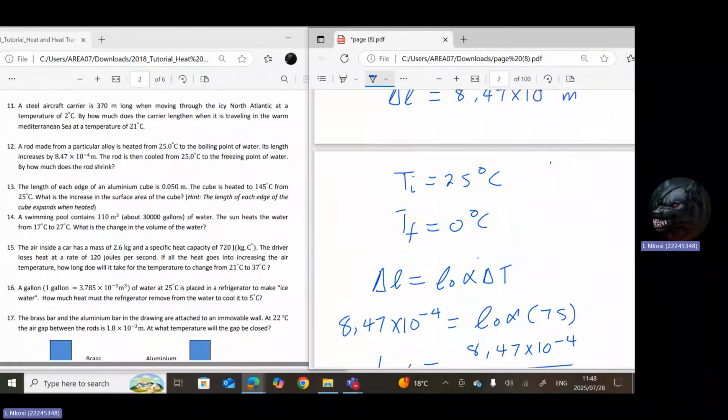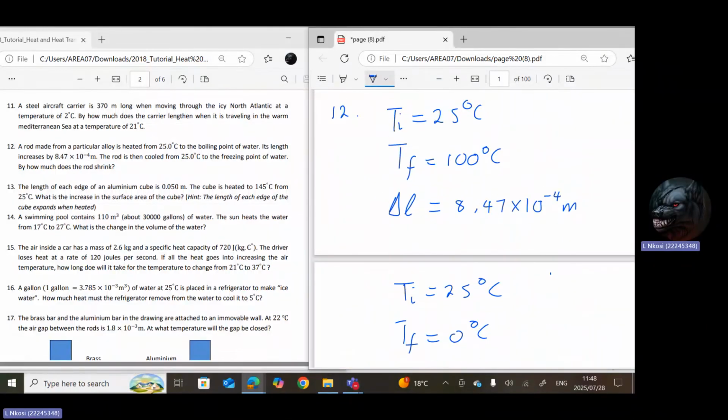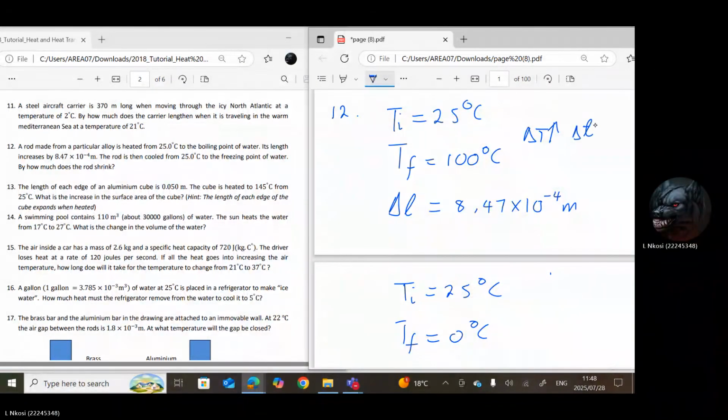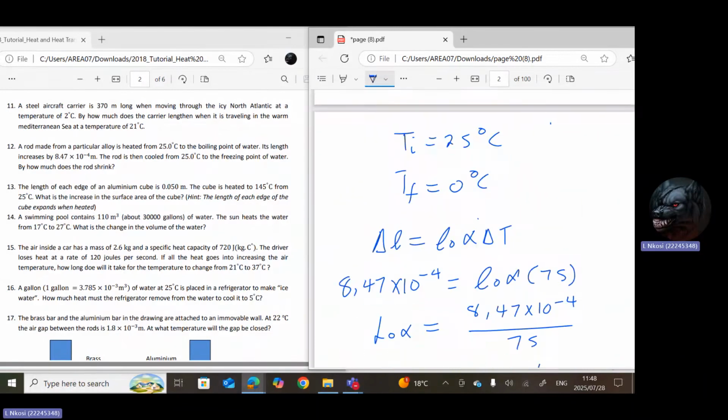Change in length is positive when it expanded, because temperature increased. Temperature increases, the length increases. But here, the temperature decrease means the length decrease.